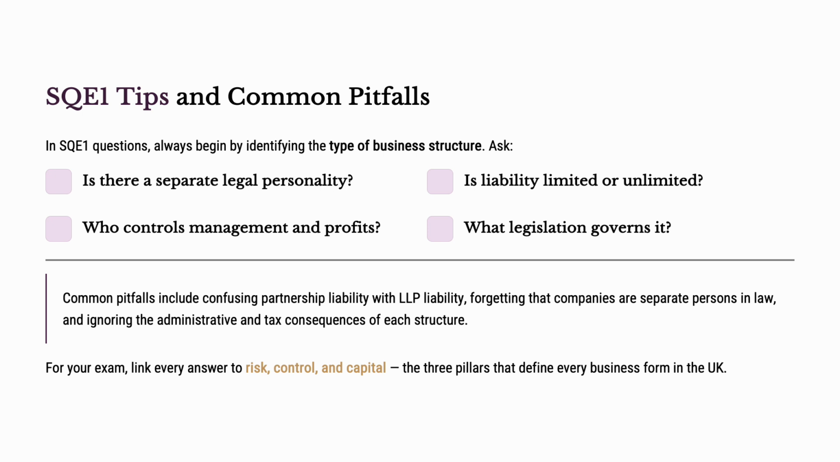These are the three pillars of business structure in the United Kingdom. If you can analyze a problem in those terms, you are already halfway to a distinction. Wish you all the best. So from one-man band to the fully incorporated empire, each structure reflects a different balance between independence, risk, and growth. For your exam and for your real life advice, remember, the best structure is not the one with the least paperwork, but the one that protects you when things go wrong.